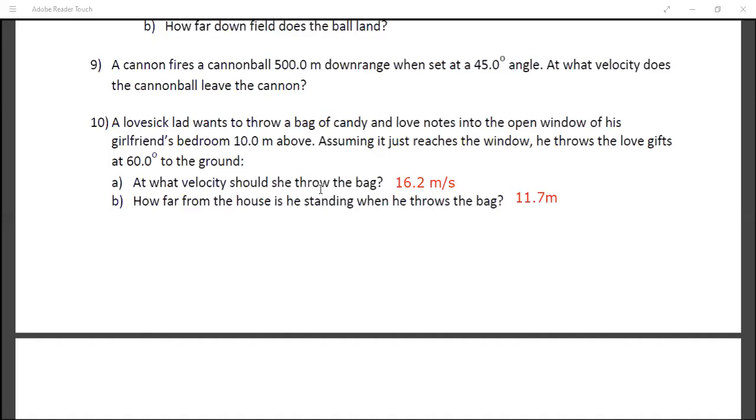So the first one is nothing but applying the maximum height formula. And for the second, you will apply the formula for half range.